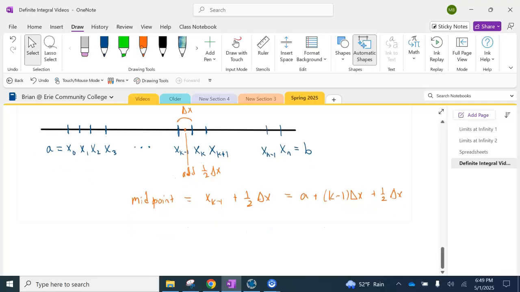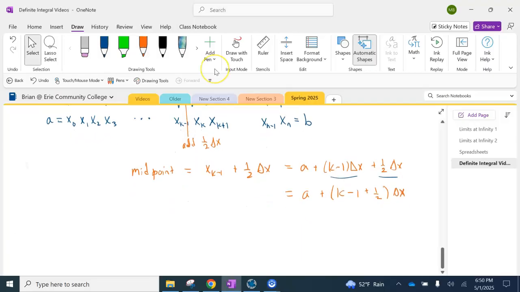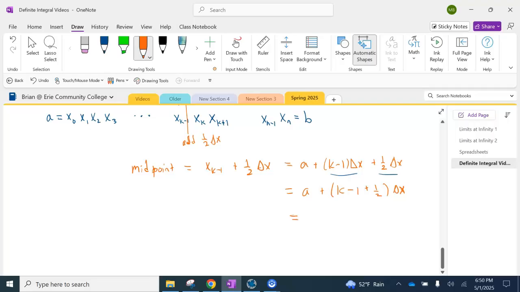Now we can combine like terms with these last two. The midpoint will look like a plus, factoring out the delta x, minus 1 plus 1/2 times delta x. If we do the arithmetic, negative 1 plus 1/2 is negative 1/2, so it's going to be a plus k minus 1/2 times delta x.